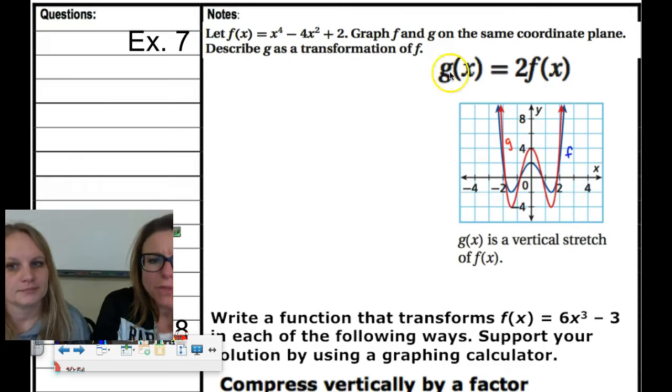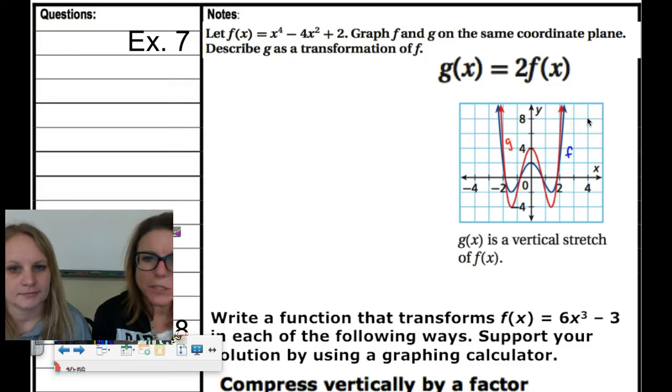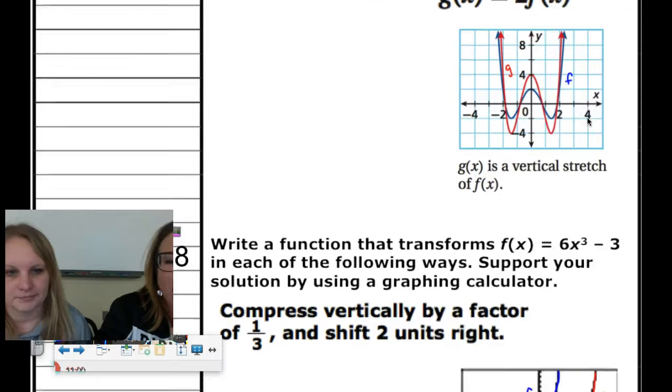Example 7, I think what we're going to do on this one is, I think we should maybe hold off. It's a stretch. Let's just do that in class.